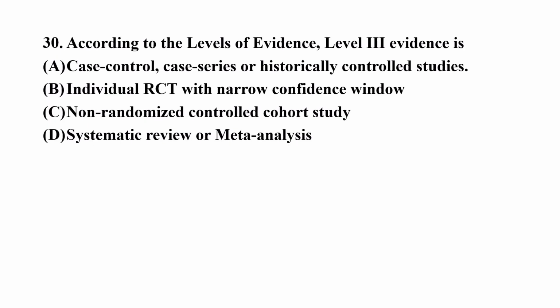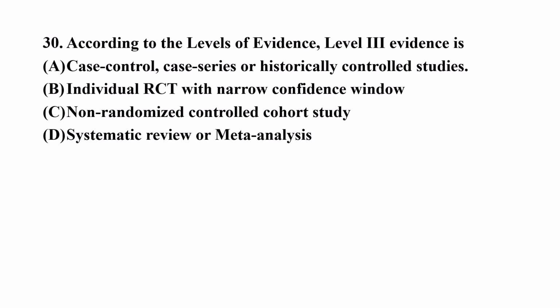Now 30th. According to the level of evidence, level 3 evidence is option A, case control, case series or historical control studies. Option B, individual RCT with narrow confidence window. Option C, non-randomized control cohort study. Option D, systematic review or meta-analysis.